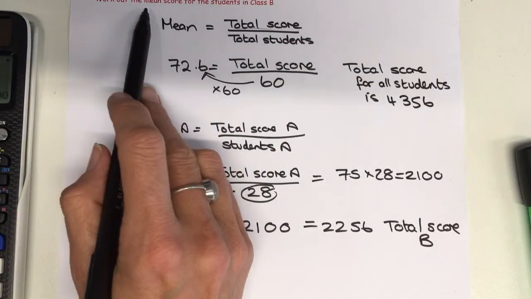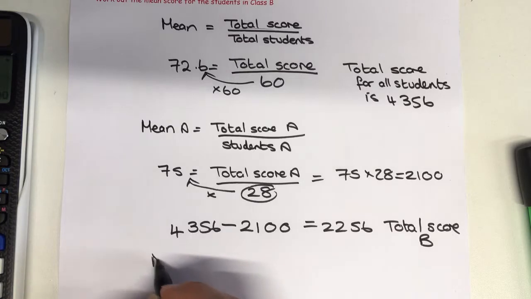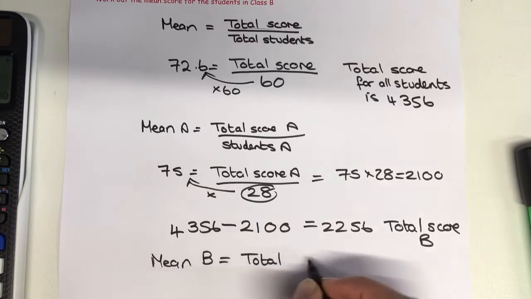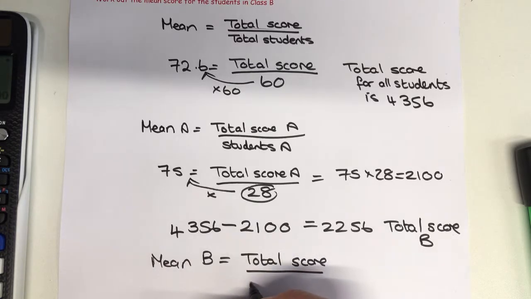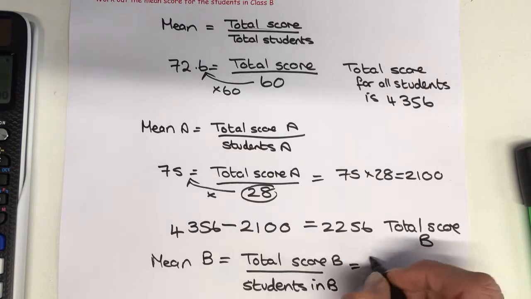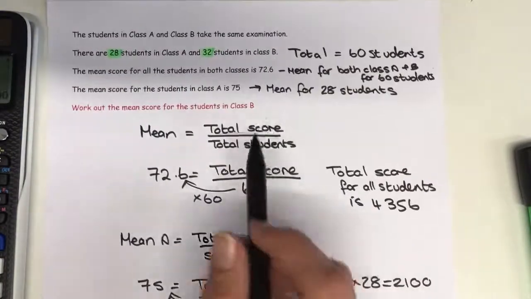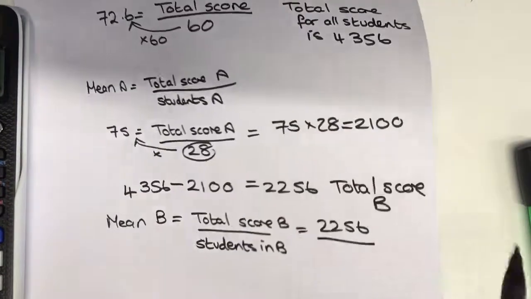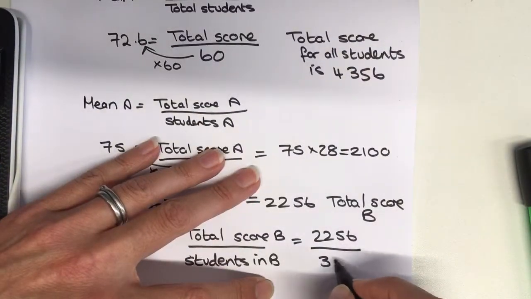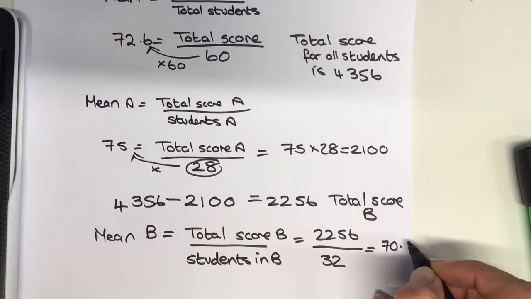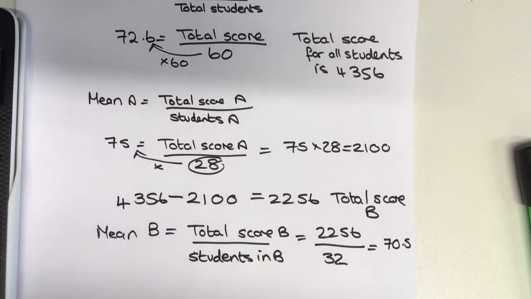And what the question wants us to do is work out the mean score for B. So the mean for B is the total score for B divided by the students in B, which is 2,256 divided by the students in B, which we had at the start, which is 32. So we're dividing this by 32, and we get 70.5. Now that is a really challenging question with a lot of information.